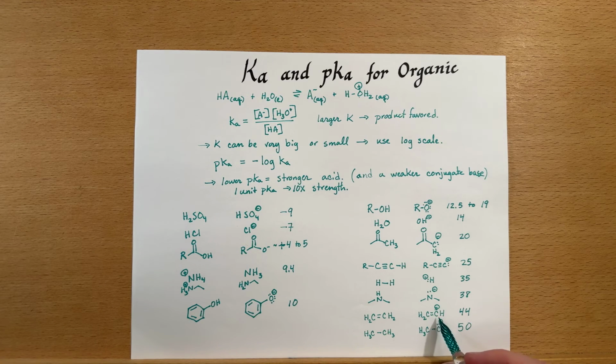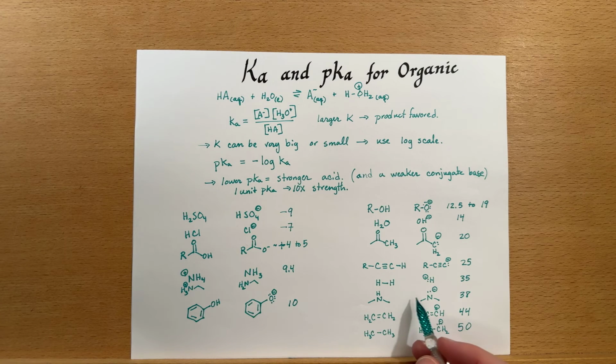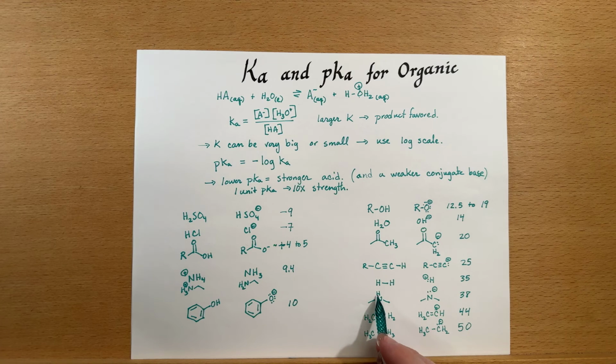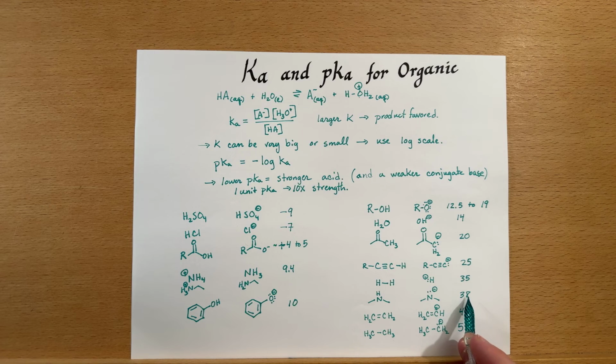Same thing here. Very basic. This is also very basic. Very easy for this to pull a proton and go over to this molecule, because remember, this proton really does not want to come off. It's got a pKa of 38. That means it doesn't want to give up the proton. This is not an acidic compound.